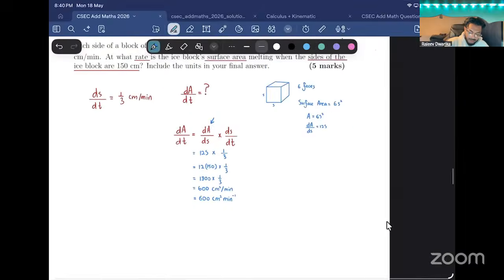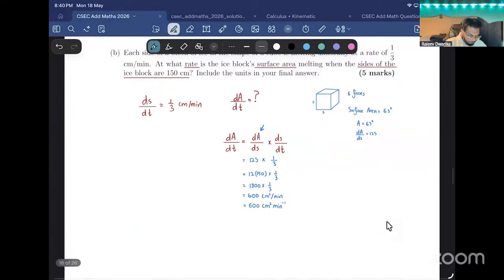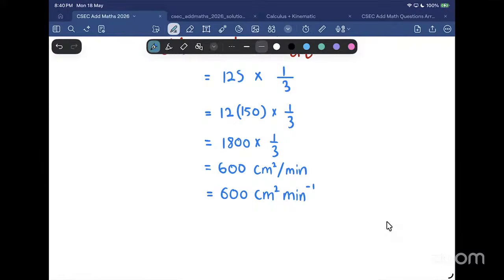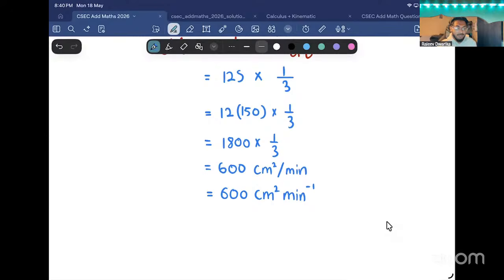And now let me write a statement, right? So if something is melting, would the area be going up or going down? Definitely going down. And so, if I say it's melting at this rate, doesn't that imply that it's going to increase at this rate?